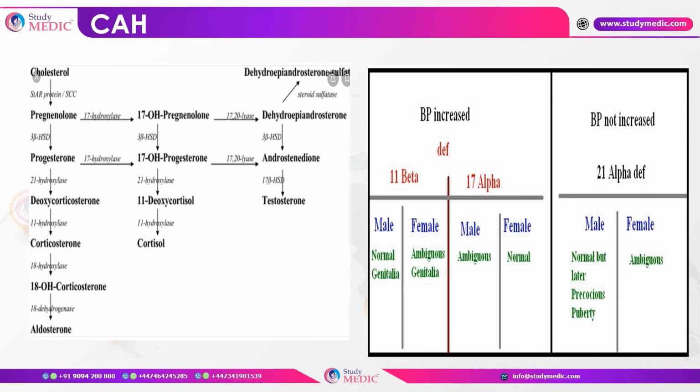If you have a block in any of the enzymes here, let us see what happens. We saw that the commonest enzyme which is deficient is 21-hydroxylase. If there is a block here, there is no 21-hydroxylase, all this cholesterol is going to get converted into testosterone and DHEAS. In a female fetus, because of the excess of androgens, you are going to get ambiguous genitalia. And at birth, remember, 21-hydroxylase deficiency leads to severe hypovolemia, salt wasting and severe hypoglycemia.